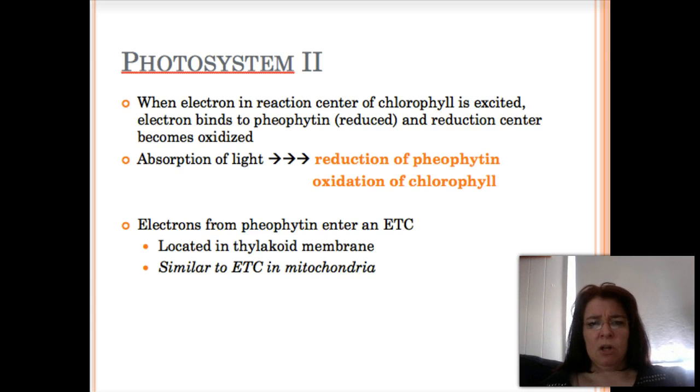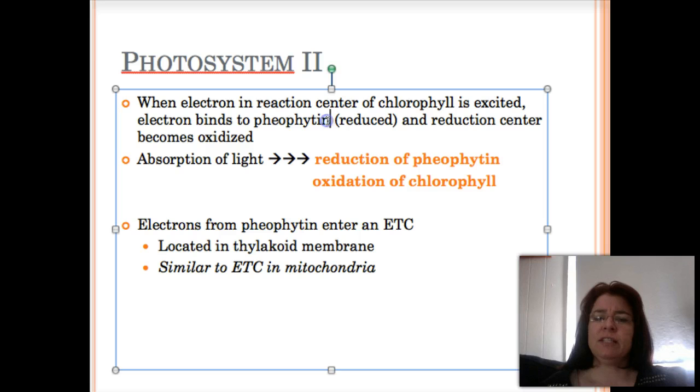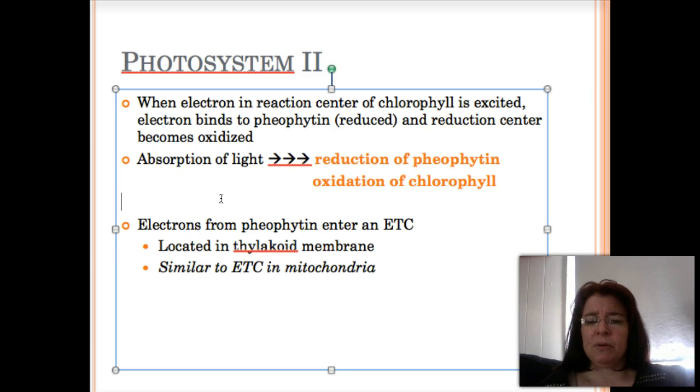So the chlorophyll molecule in the reaction center gets oxidized, and then something else gets reduced. And in the case of photosystem 2, that something else is a molecule called pheophytin. So if we put it together, that means that the absorption of light causes the reduction of pheophytin and the oxidation of chlorophyll. It's the pheophytin molecule that can then donate electrons into the electron transport chain, which again is located in the thylakoid membrane, just like we saw the electron transport chain situated in the inner mitochondrial membrane. The two are similar, but they have some important differences.